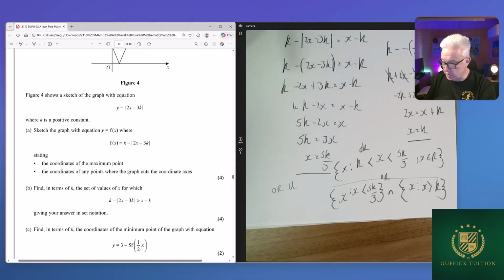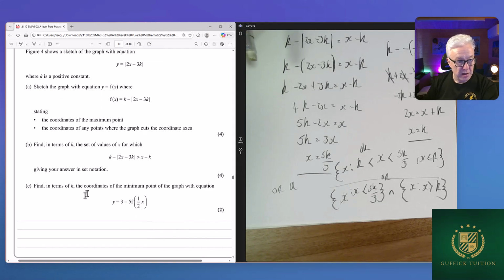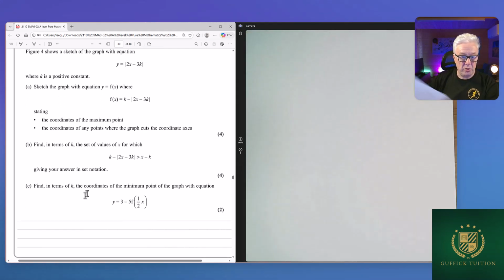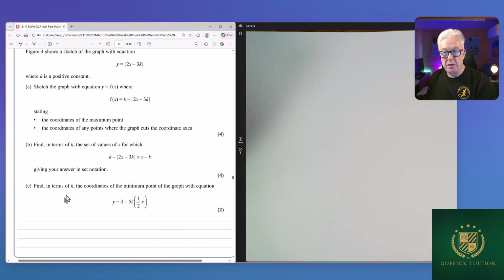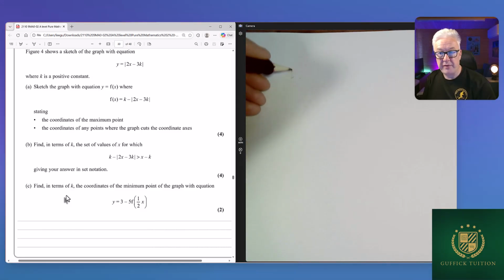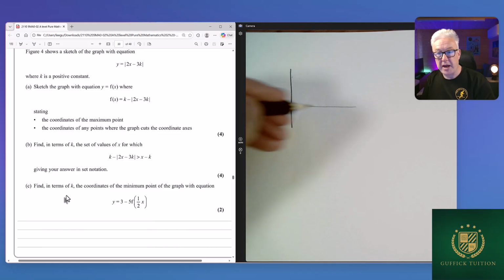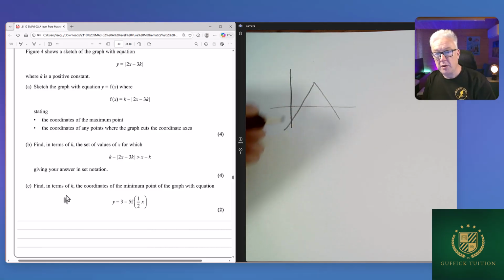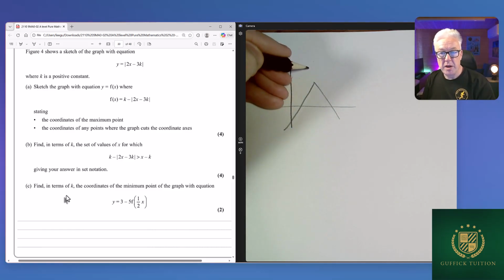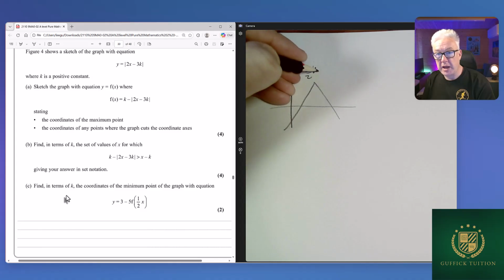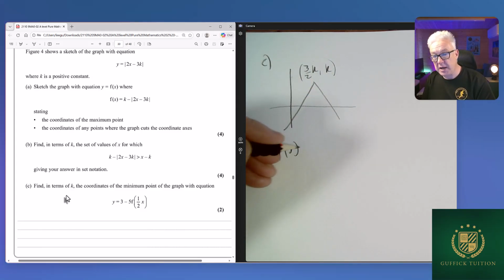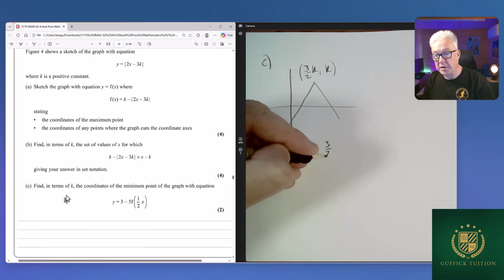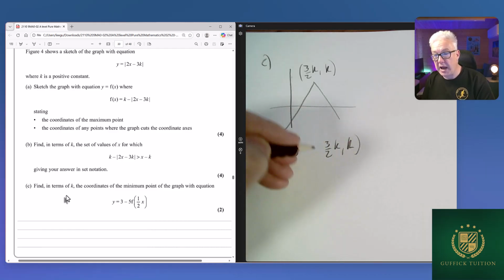Oh my goodness, we've not finished. There's more. Right, what a question. Part C. Find, in terms of k, the coordinates of the minimum point of the graph with that equation there. So let's start off with our original f of x. Now we know from earlier on in the question, this is part C now, that we had the coordinate 3 over 2 k, k. So that was when we had f of x. The coordinate of the turning point was 3 over 2 k, k, like that.